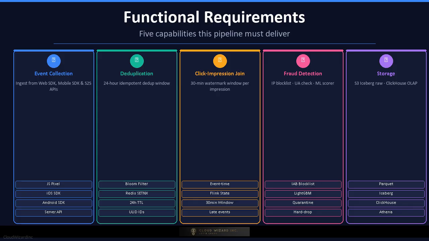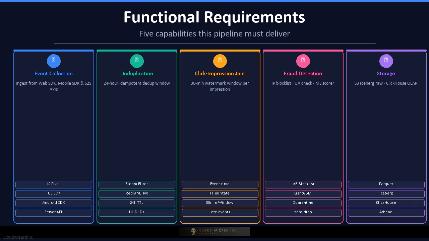Third is the click impression join. Each click event must be joined back to its originating impression within a 30-minute watermark window. This linkage is what enables attribution. You cannot credit a campaign for a conversion unless you can prove the user saw the ad first.